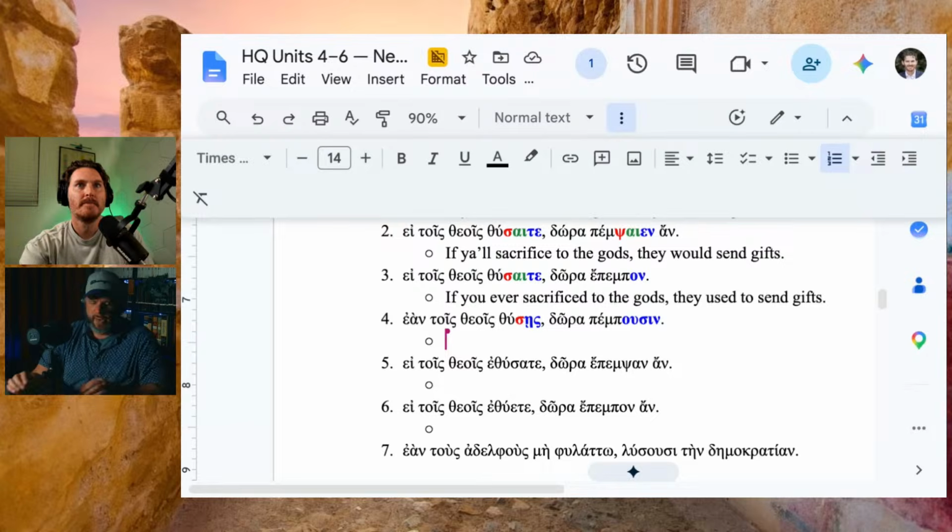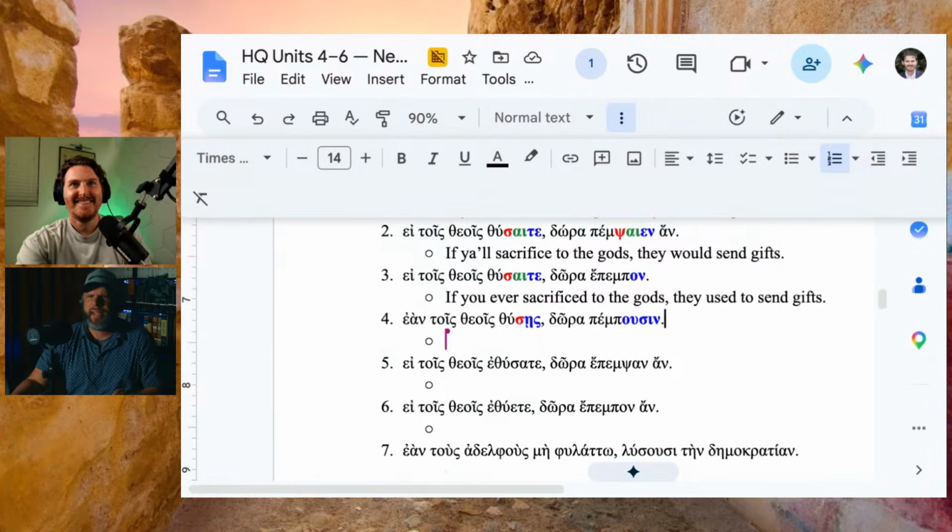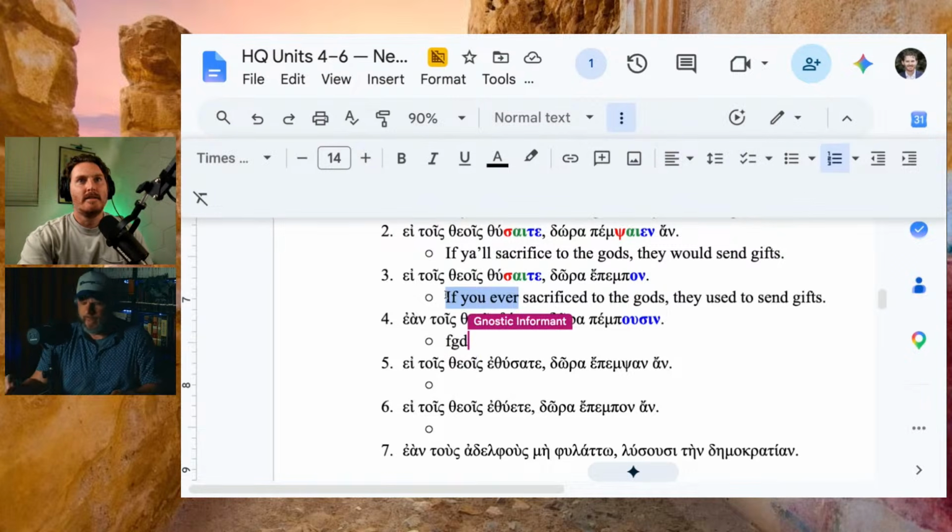Lux in Tenebris 8 dropped a $2 super chat. Exactly. Hypotenuse hippopotamus. Oh, that came in late, didn't it? It did. I'll pop it back up for a second. Thank you for that.